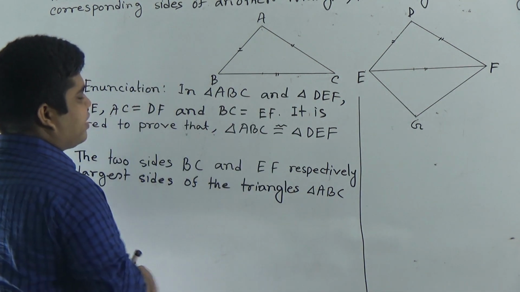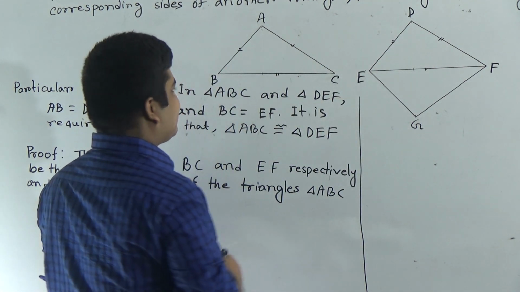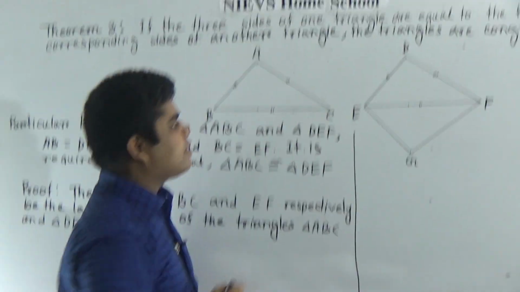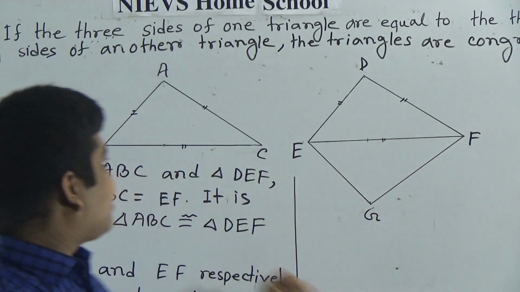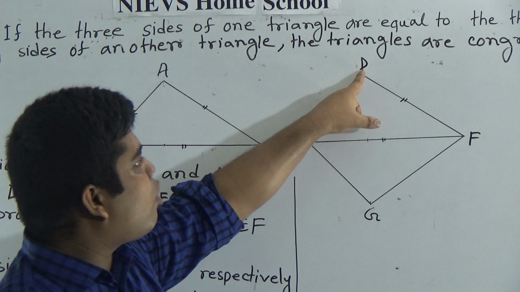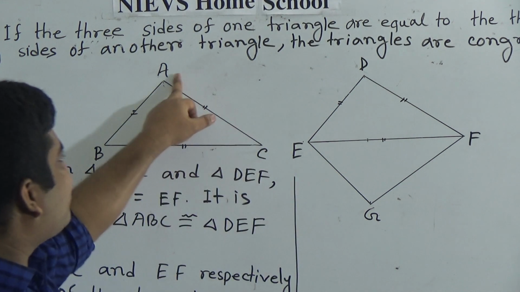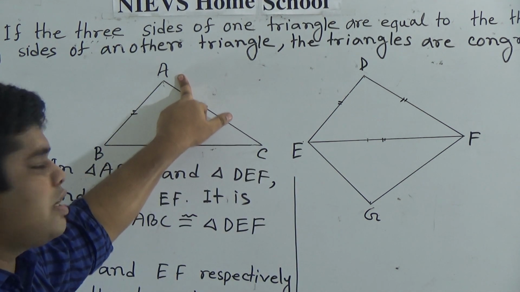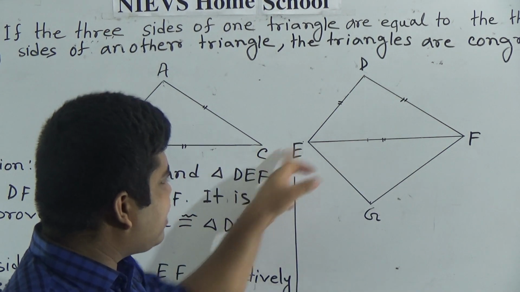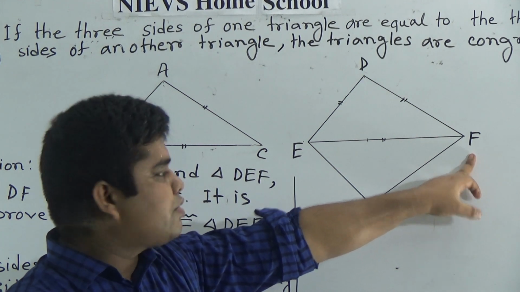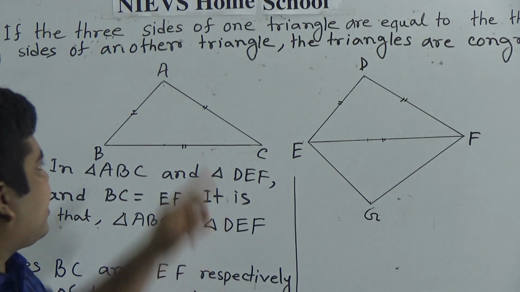I repeat it. My dear students, we place this triangle on this triangle. As a result, the point B falls on the point E and the side BC falls on the side EF, but the point A falls on the opposite side of D. That means G is the new position of the point A. As BC equal to EF, so this point C must fall on the point F. So we can say triangle GEF is the new position of the triangle ABC.